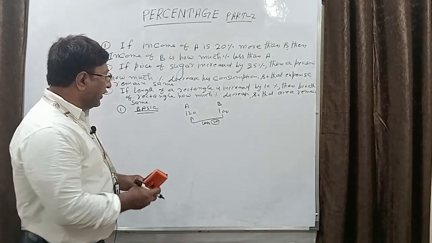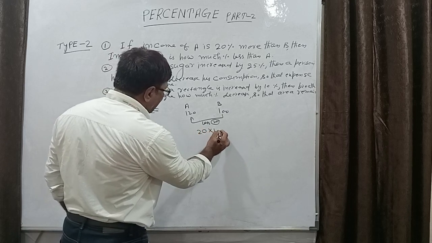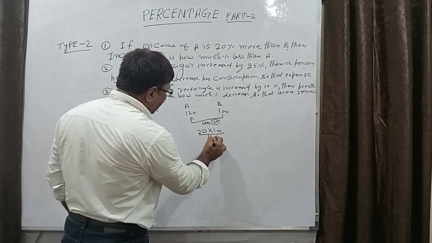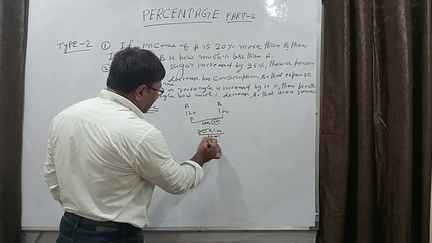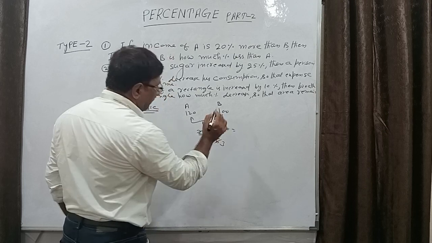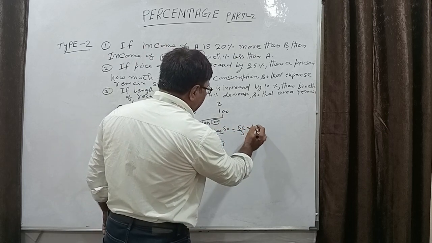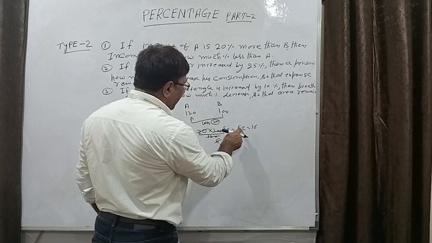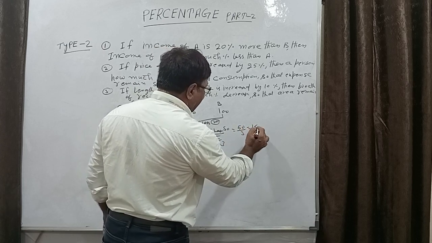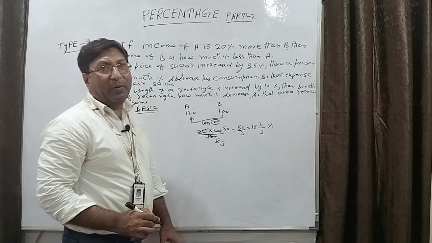Comparing what? 120. So we can write very easily 20 into 100 and divided by 120. So 2 6s are 12, 2 3s are 6, 2 5s are 10. So our answer will be 50 upon 3. So 3 1s are 3, 2 remainder 20. So 3 6s are 18, 2 remainder. So this is 16 and 2 by 3%.